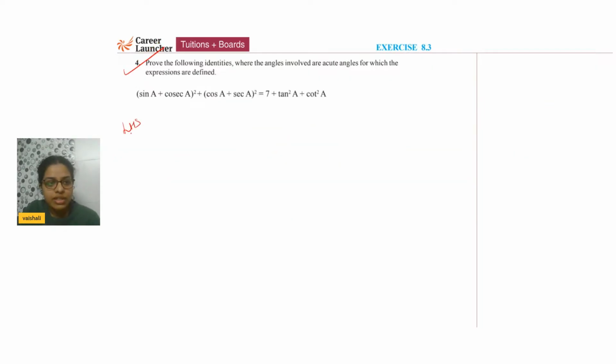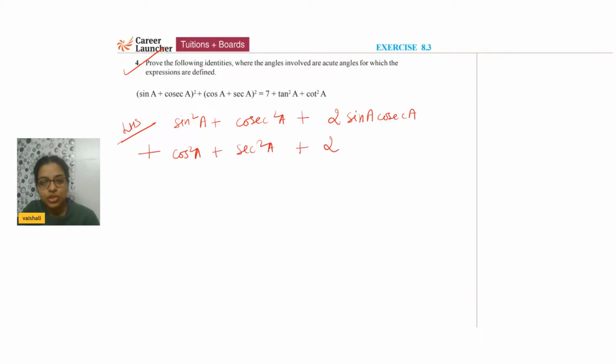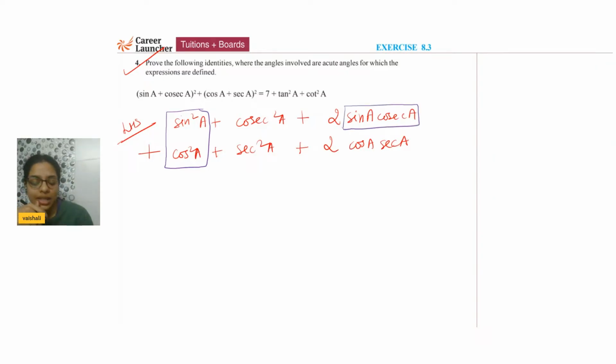Again, starting off with the left hand side, for instance, I can apply the formula of a square plus b square plus 2ab. So sin square a plus 2 sin a cosec a, plus cos square a plus secant square a plus 2 cos a secant a. Now just make a pair of these two. Sin square a plus cos square a क्या होता है? 1, right? And ये जो दो फैक्ट वो वैल्यूज है, sin a cosec a, both of them will get cancelled and the result is 1. And for cos a and secant a also the result is 1.